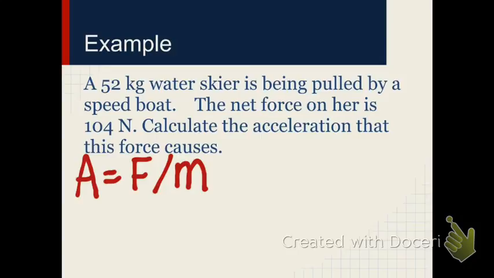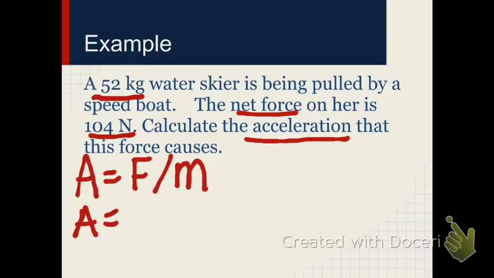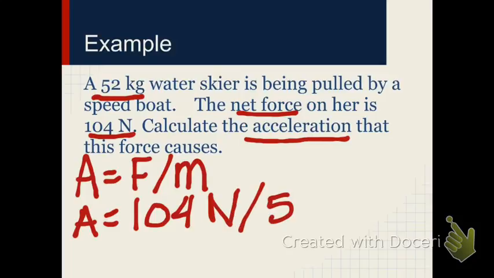So we're solving for acceleration. We see that here. And we're given the mass of the water skier being 52 kilograms, and her net force is 104 newtons. So plugging that all in, we have acceleration equals 104 newtons divided by 52 kilograms.